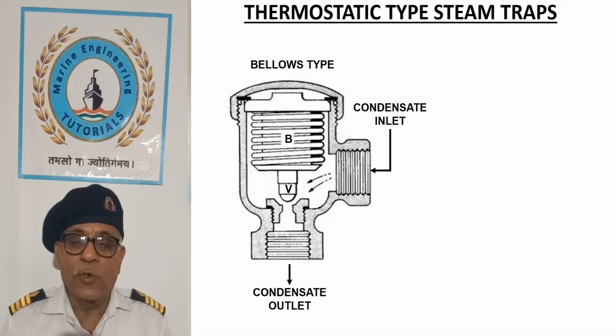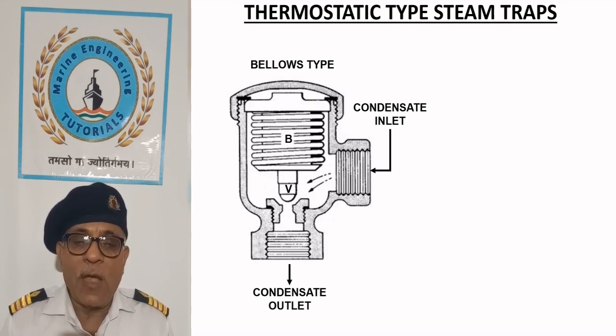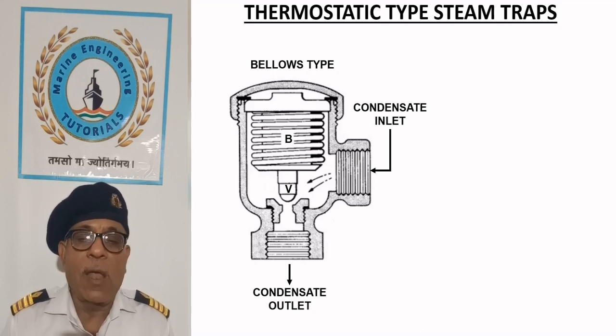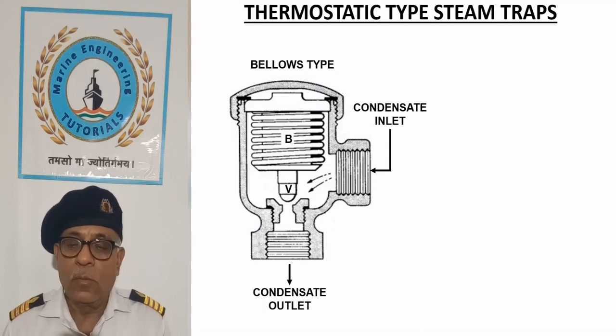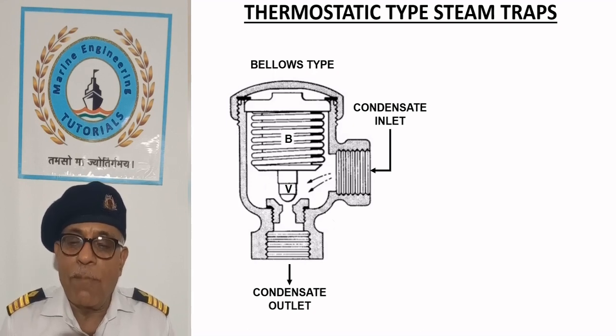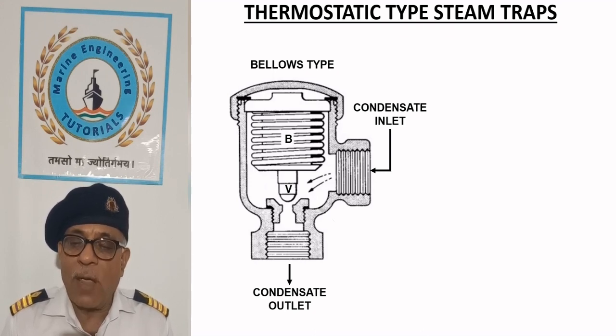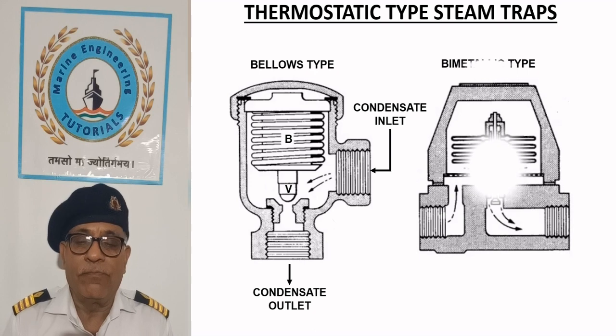Condensate enters from the top and leaves from the bottom. When steam enters, it expands the bellows and closes the valve. The trap compensates itself for varying pressures. It will be damaged if water hammer occurs and will burst if subjected to superheated steam.